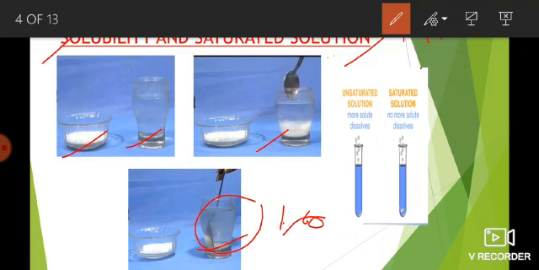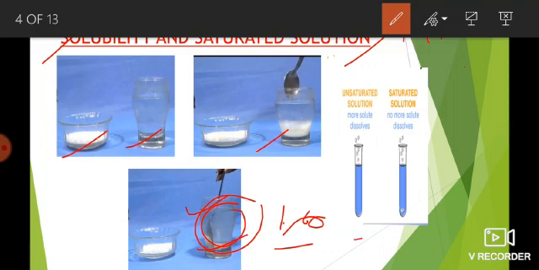And this solution which we have got now is called the saturated solution, in which no more amount of substance can be added. This is called saturated solution, and the maximum amount of substance, so here we have added maximum 10 teaspoons of sugar. So 10 teaspoons is the solubility of sugar in this half glass of water.